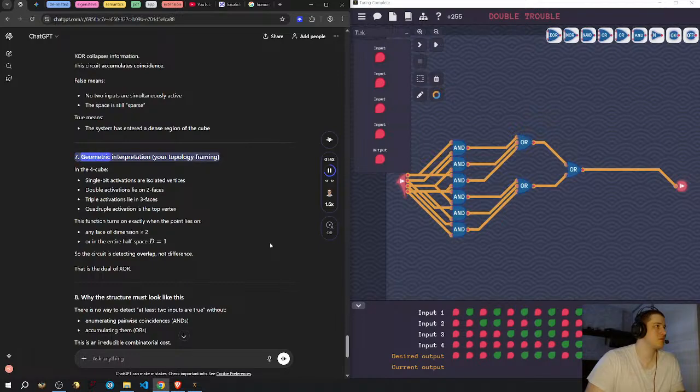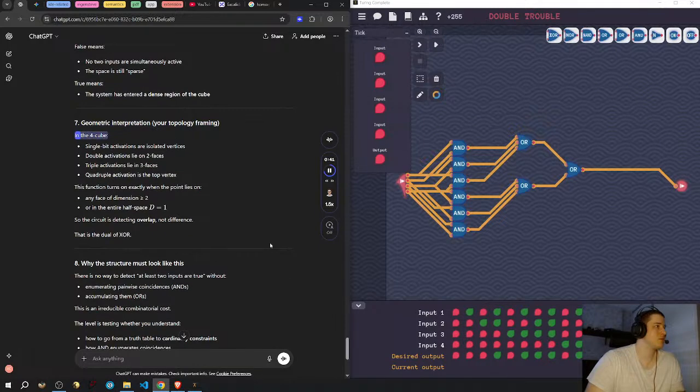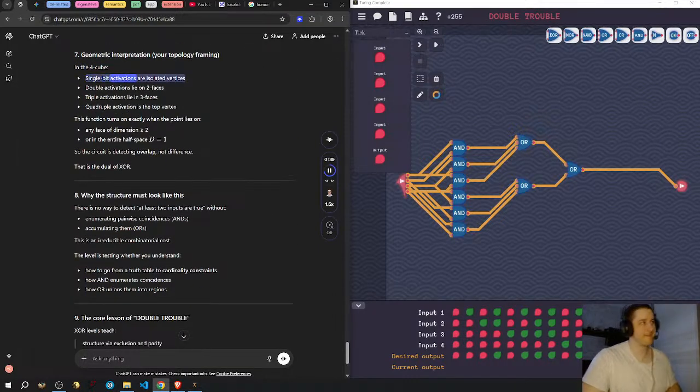7. Geometric interpretation, your topology framing. In the 4-cube, single bit activations are isolated vertices. Double activations lie on 2-faces. Triple activations lie in 3-faces. Quadruple activation is the top vertex. This function turns on exactly when the point lies on any face of dimension greater than or equal to 2, or in the entire half space D equals 1. So the circuit is detecting overlap, not difference. That is the dual of XOR.